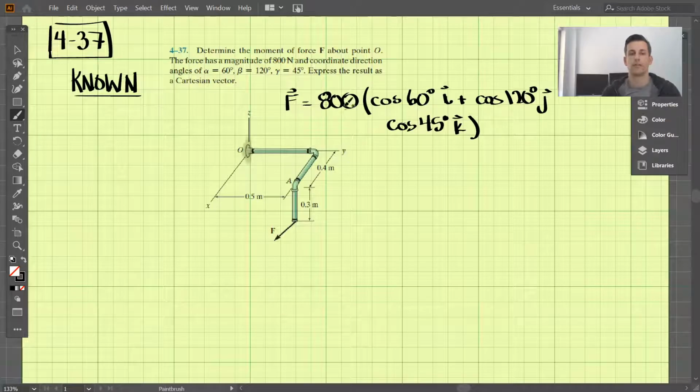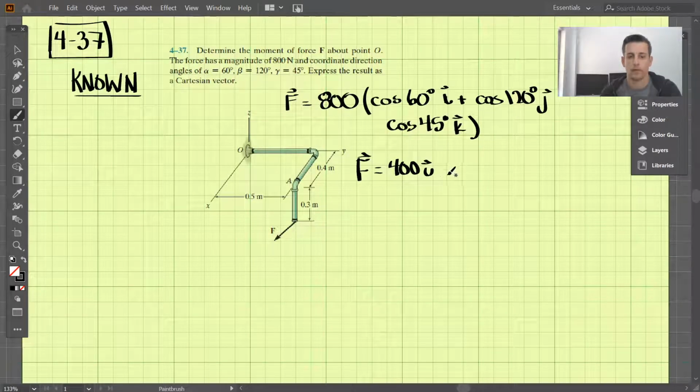Okay, so we can expand this out. We take 800 times each one of these components, these cosines. So we have the vector F is equal to, let's find it, 400I negative 400J and 565.69K.